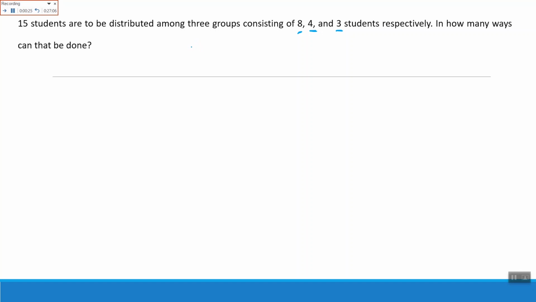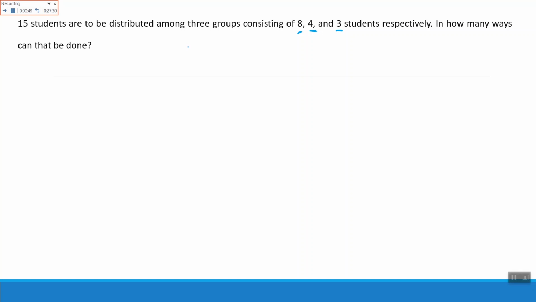Is arrangement important? It's important and not important. How? Let's take a scenario of a student. His name is Ahmed. If we select Ahmed among the first 8 people, he's going to be in the first group. If we select him after the first 8, he's going to be in the second group or in the third group. So arrangement is important. Where we select Ahmed is important.